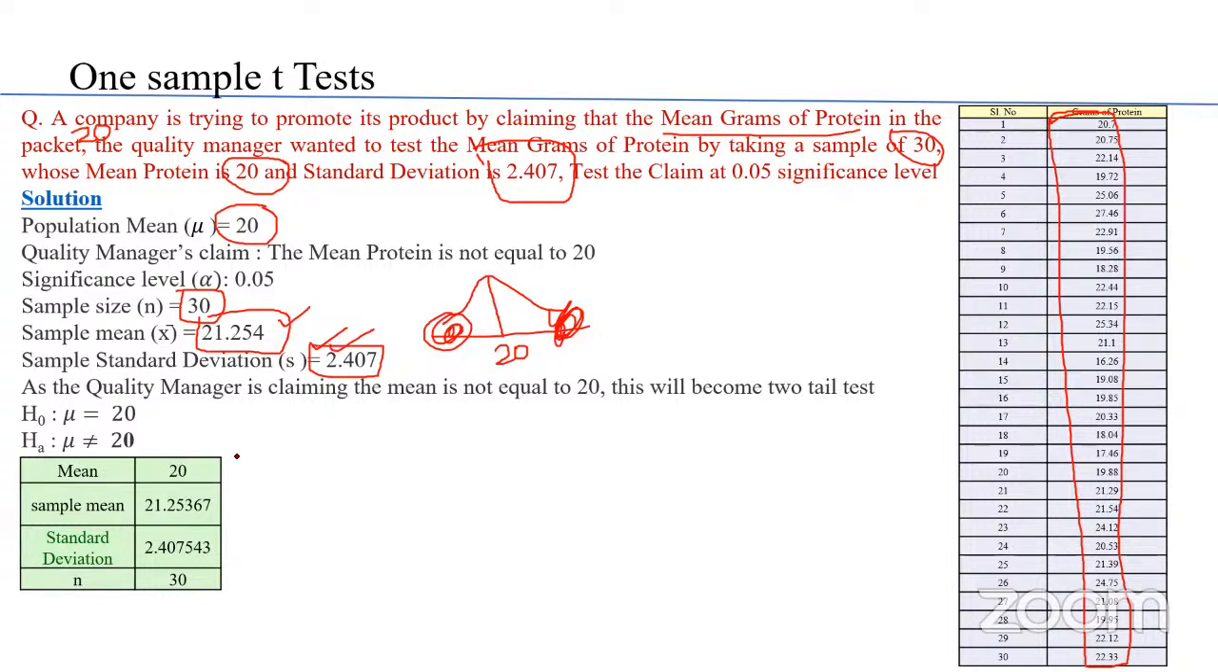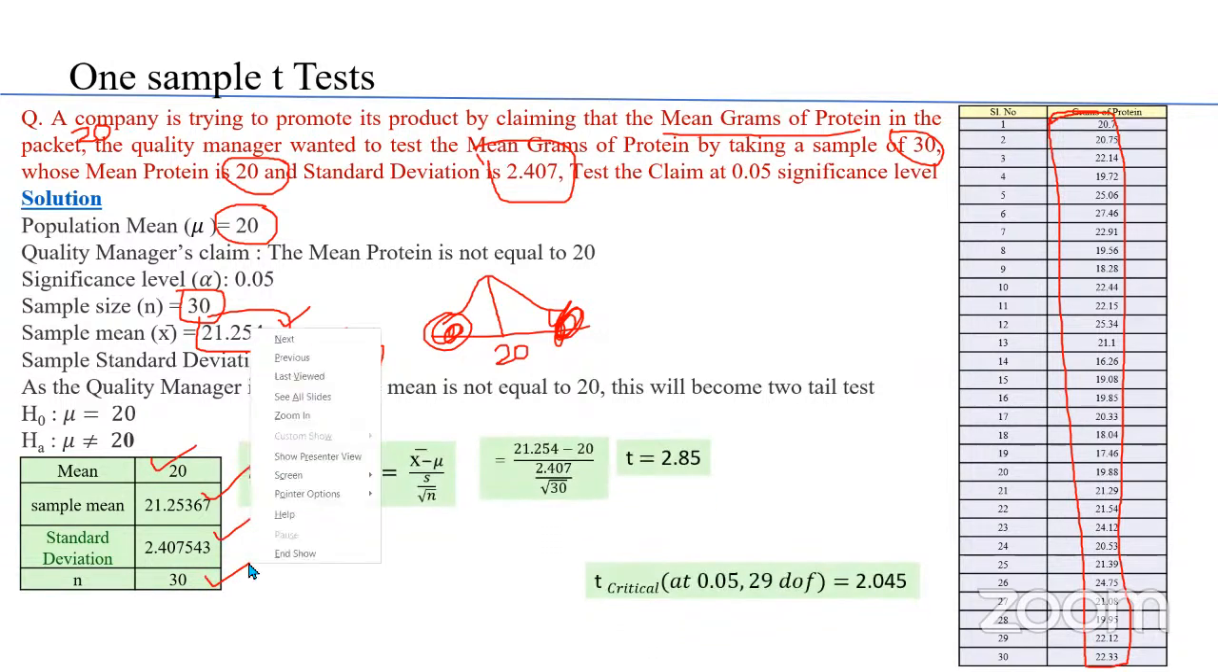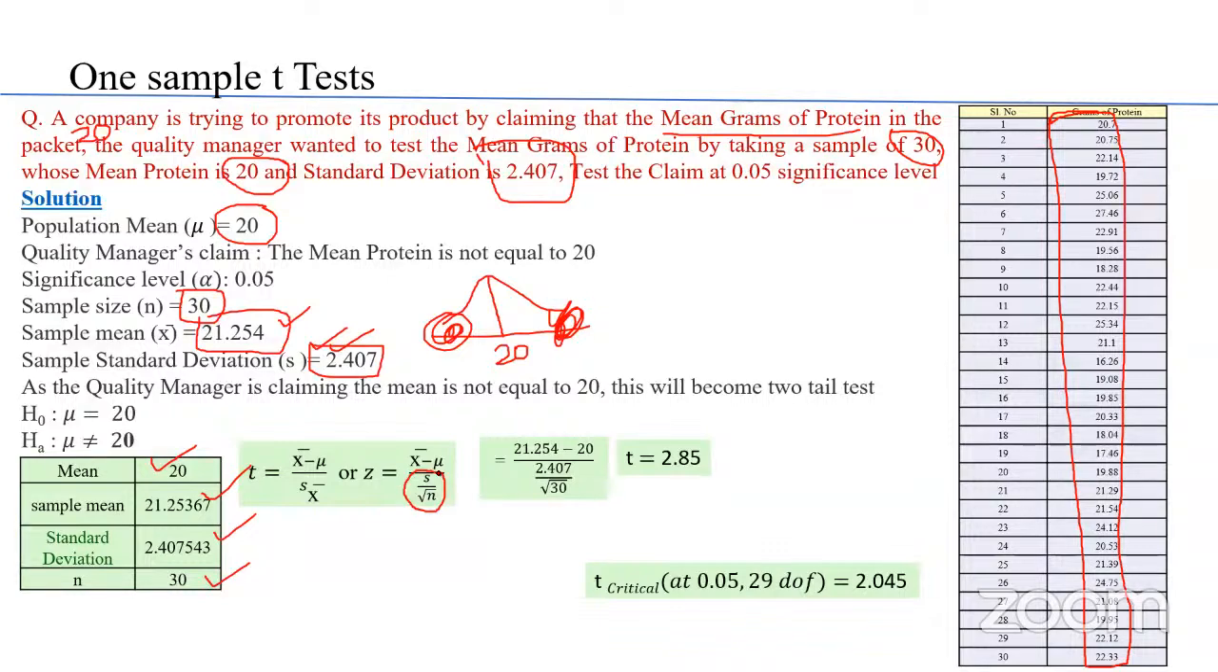The standard deviation they have mentioned is 2.407. This is the population mean, this is the sample mean, this is the standard deviation, and this is the total number of observations. The formula is quite the same: X bar minus mu divided by the standard error, only the standard deviation is the sample's one. If you use that, we get a value of 2.85.